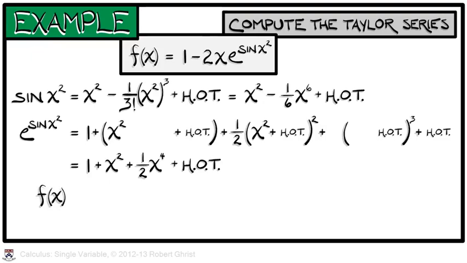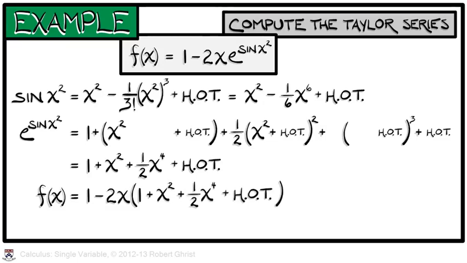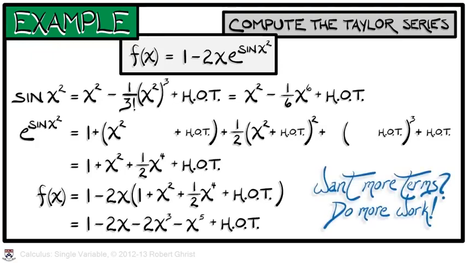Now, to get the Taylor series for our original function f, we simply take 1 and subtract 2x times the quantity obtained above. I'll let you show with a little simplification that this is 1 minus 2x minus 2x cubed minus x to the 5th plus higher order terms. If you want more terms, you can get them. It will take more work.